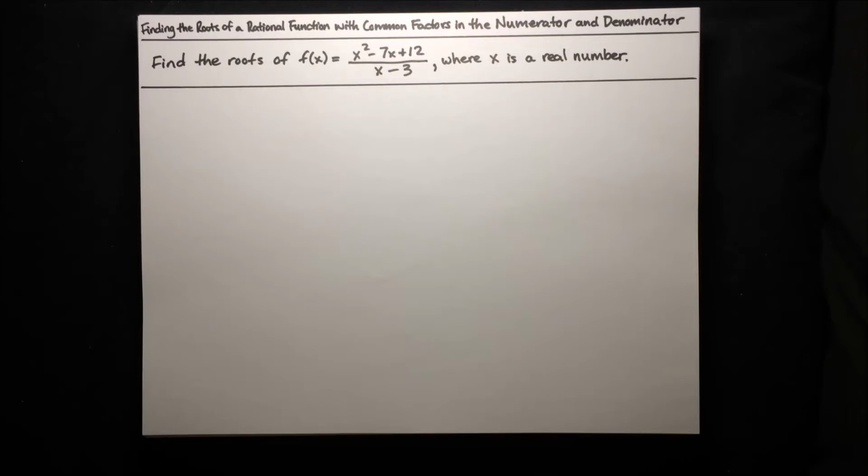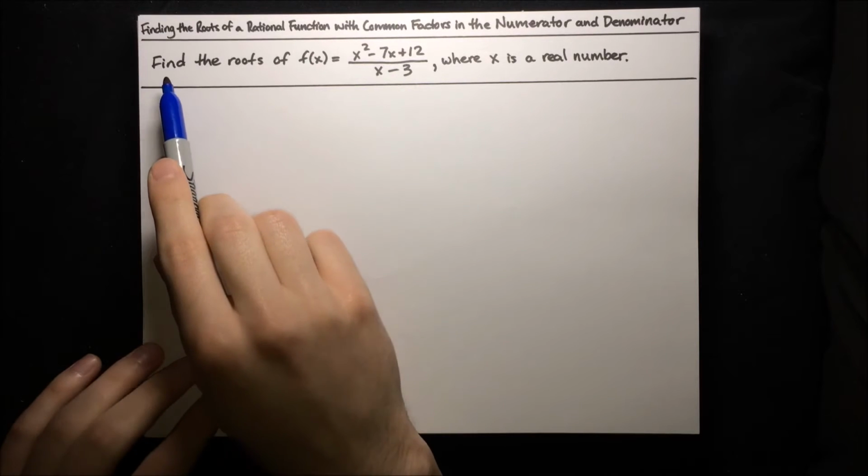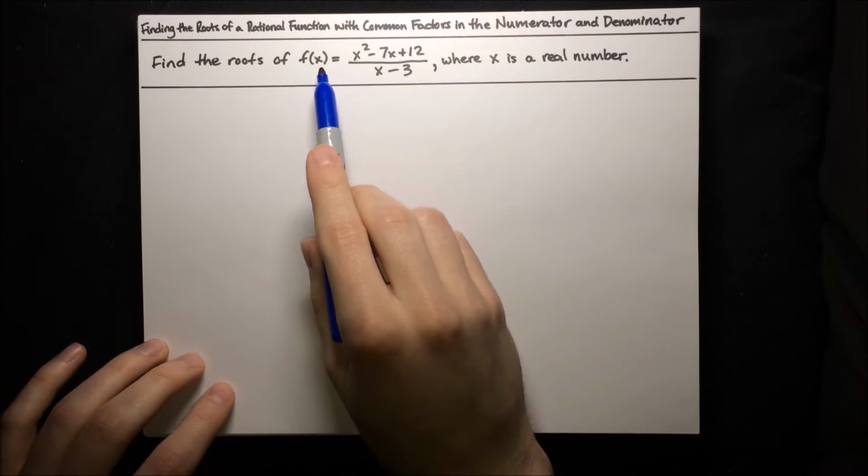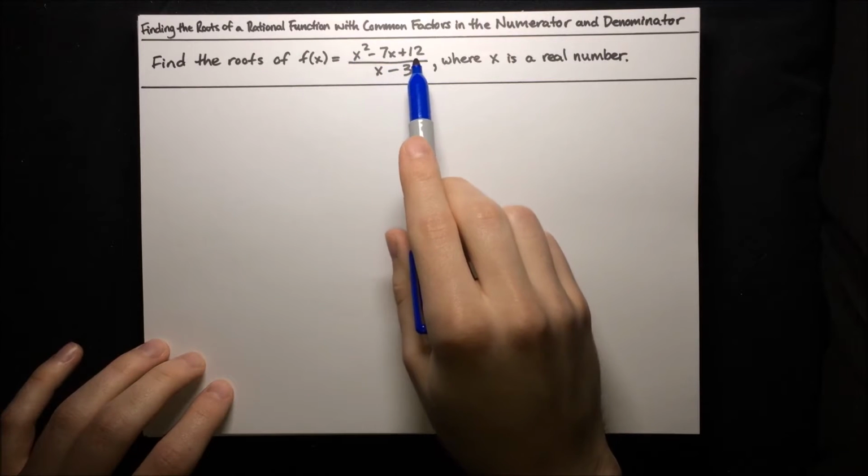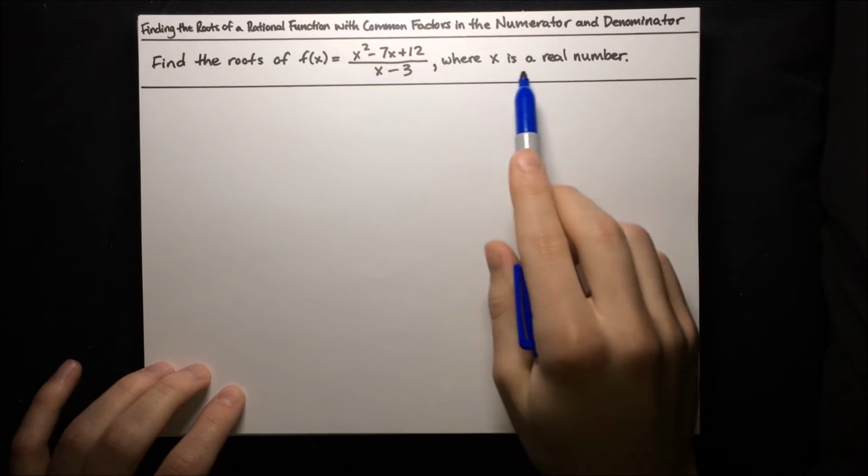In this video, I'm going to show you how to find the roots of a rational function with common factors in the numerator and denominator. So here we want to find the roots of f of x, which is equal to x squared minus 7x plus 12 over x minus 3, where x is a real number.